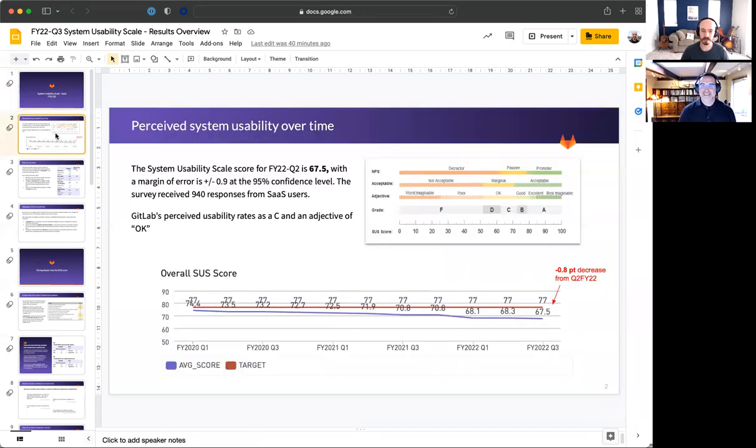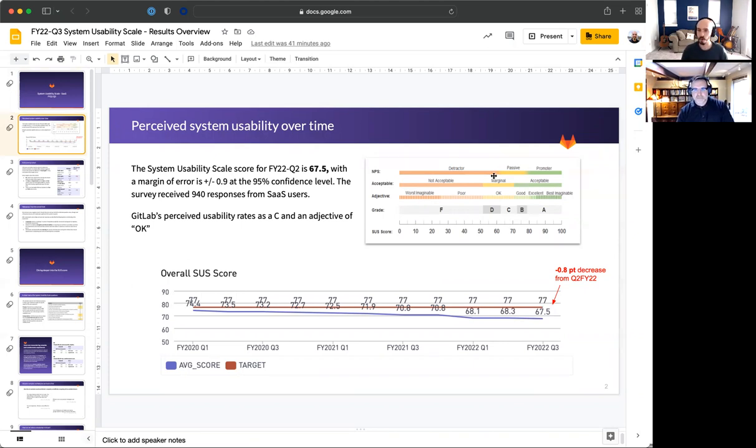Absolutely. So the score for this quarter was a 67.5. It had a margin of error of plus or minus 0.9 at the 95% confidence interval. And this is coming from about 940 responses from SaaS users in particular. So this is a slight decrease from last quarter, but it's within that margin of error. So it's not a statistically significant drop, but it is an incremental drop visually.